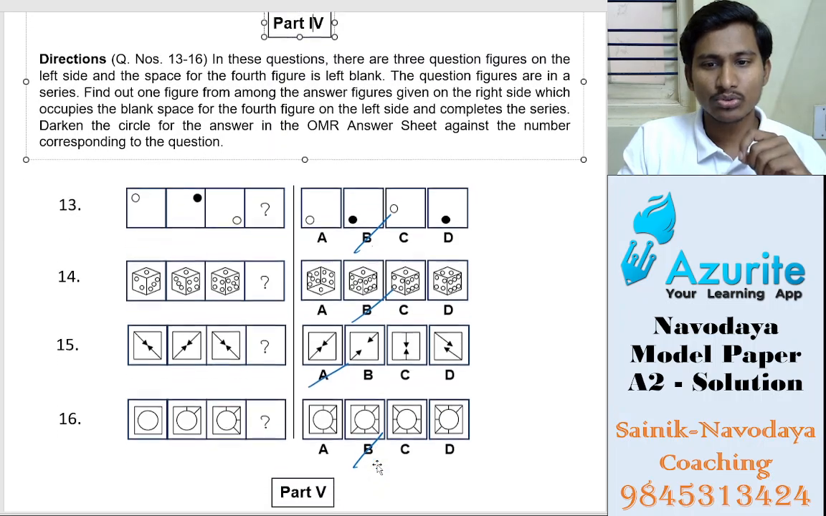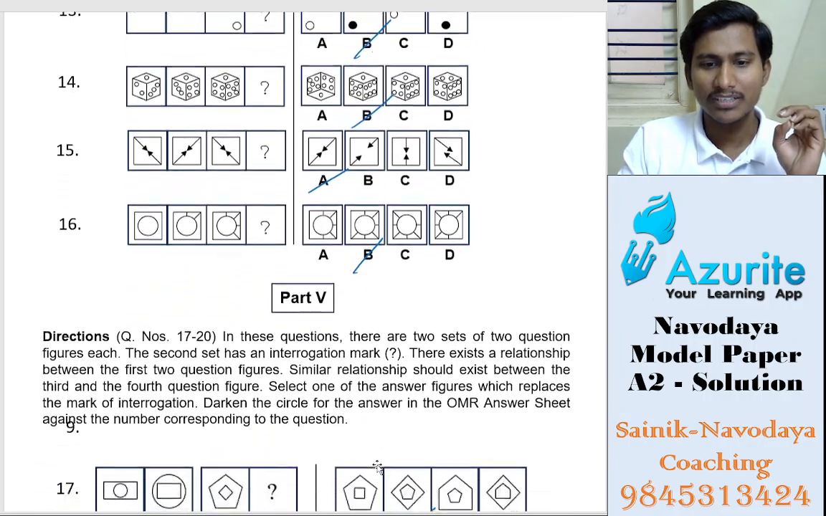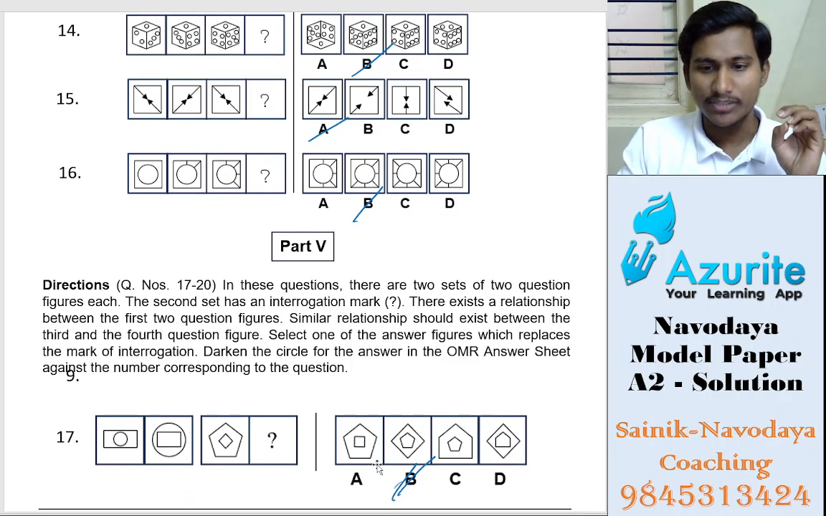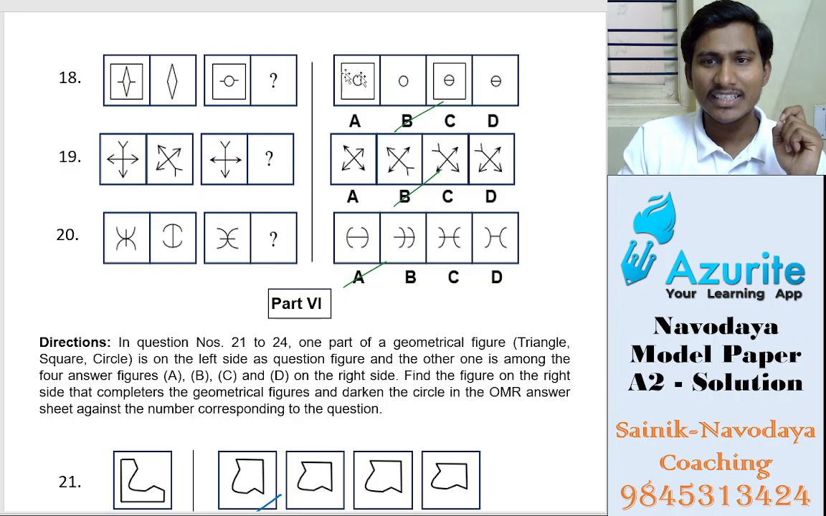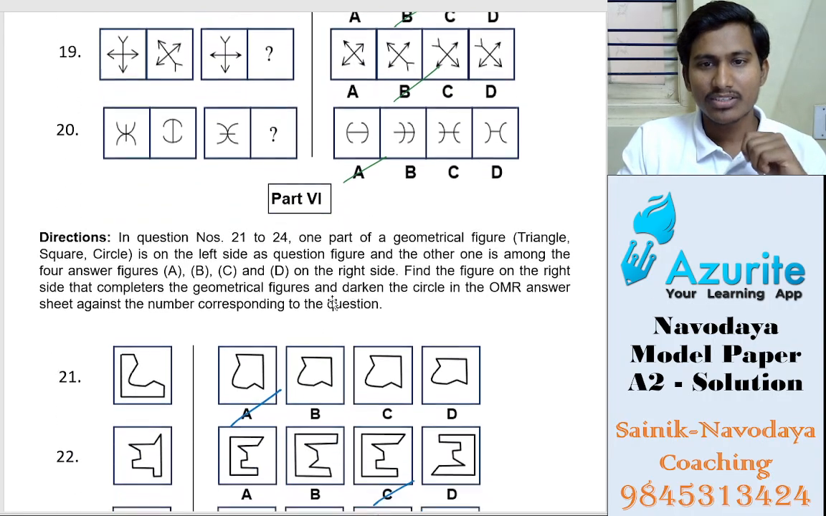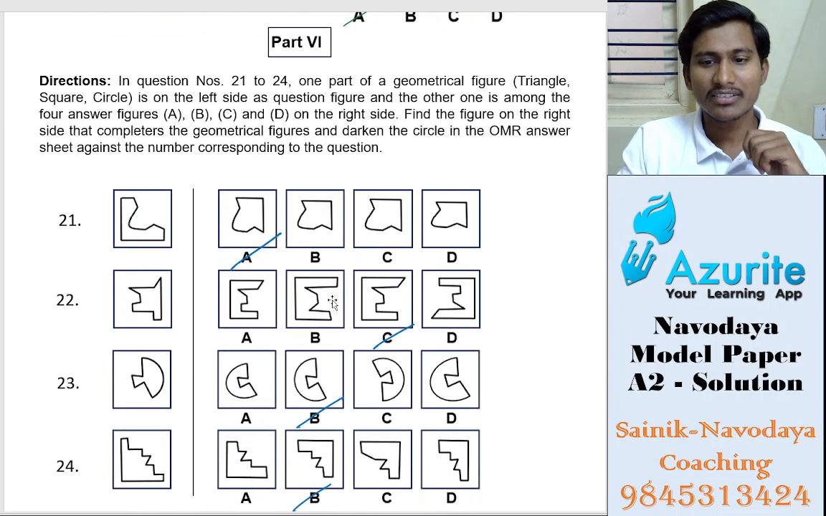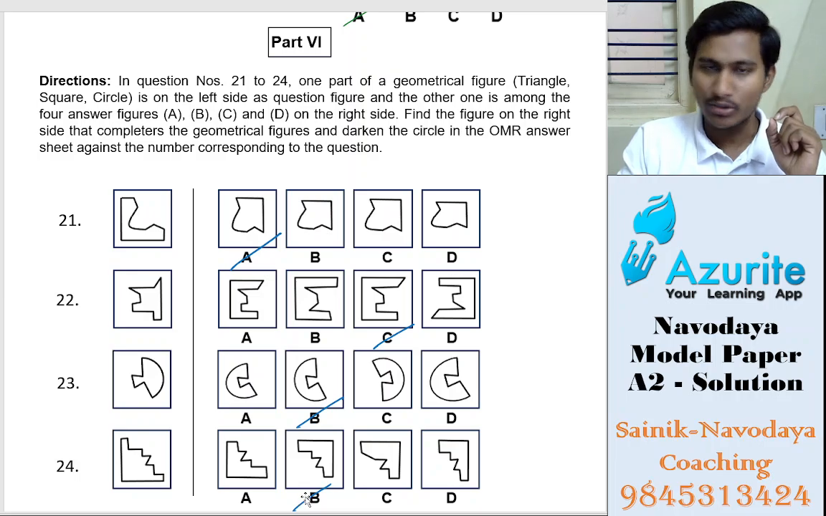Now let's do the fifth part. Fifth part is analogy. So 17th is answer B, 18th is B, 19th is B, 20 is A. Now the sixth part is geometrical figure completion. This is a box, that is the square we have to complete. So 21 is A, 22 is C, 23 is B, and 24 is option B.